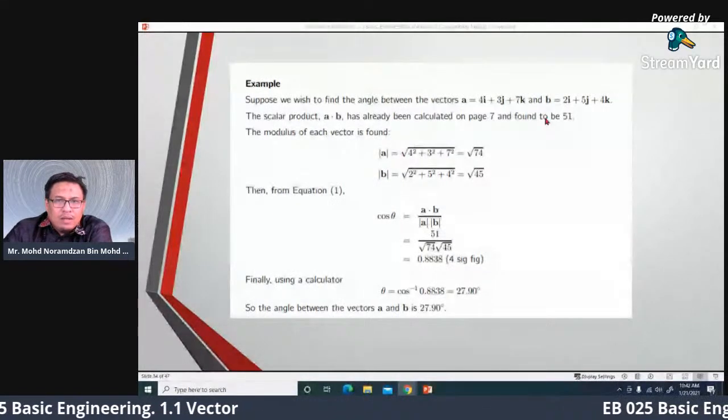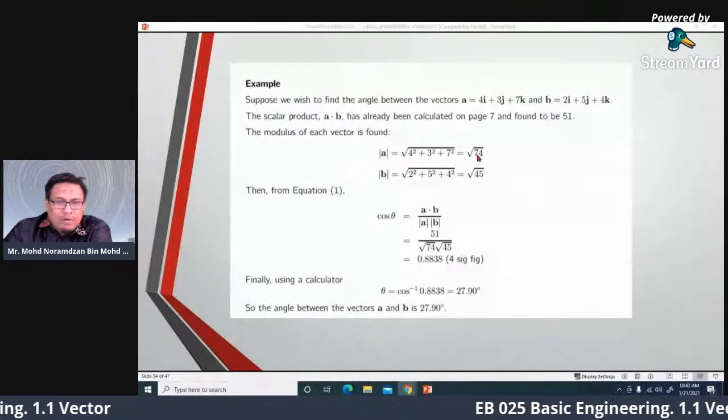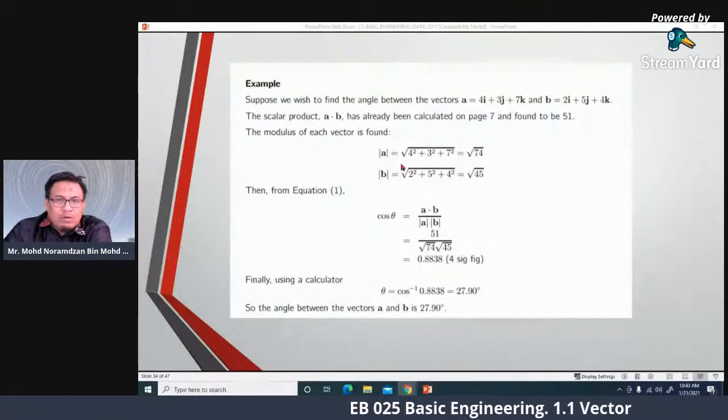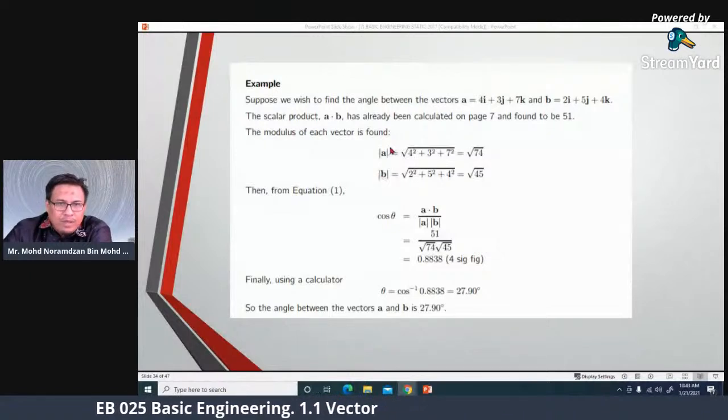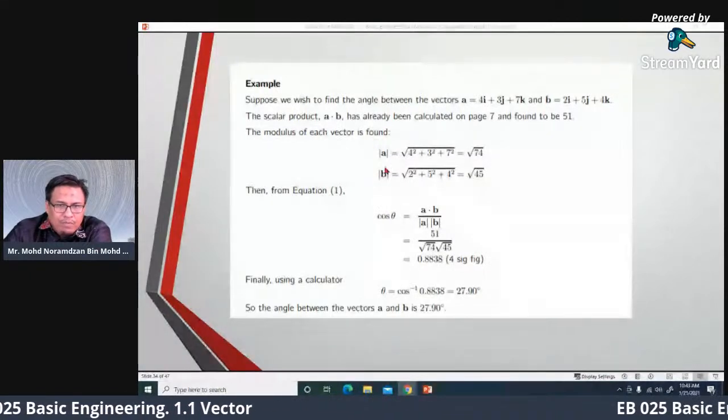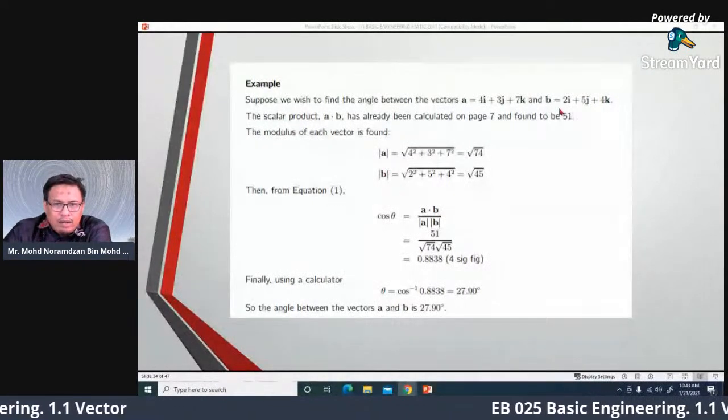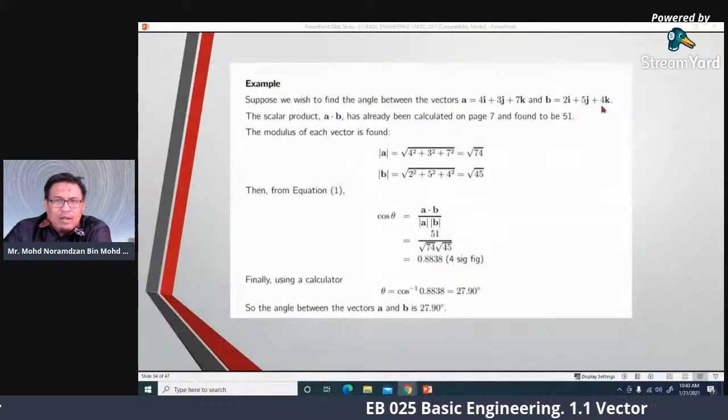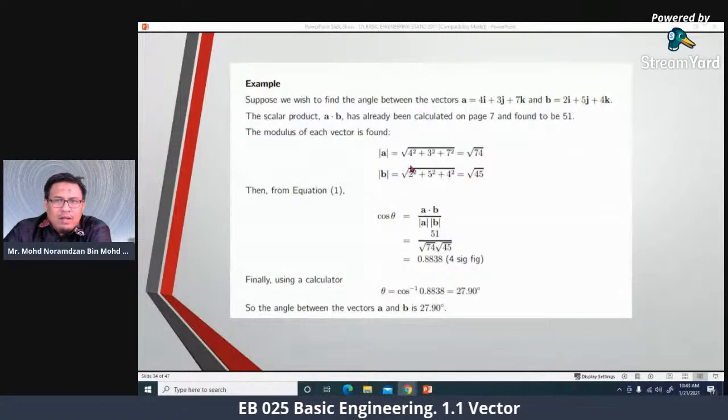Okay. You get 74. Square root of 74. You square root this. And then for B, this is the magnitude of B. How do we find the magnitude of B? 2 squared plus 5 squared plus 4 squared. We square root this.